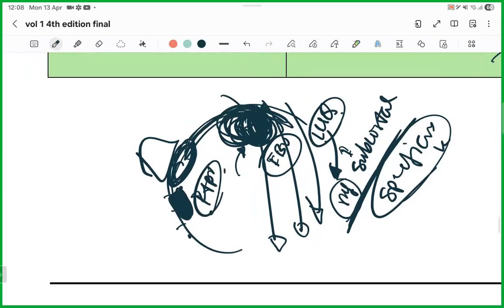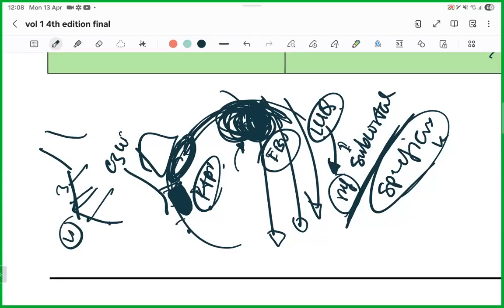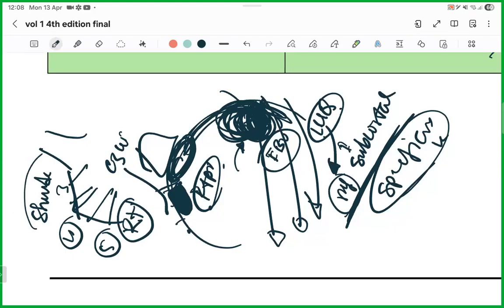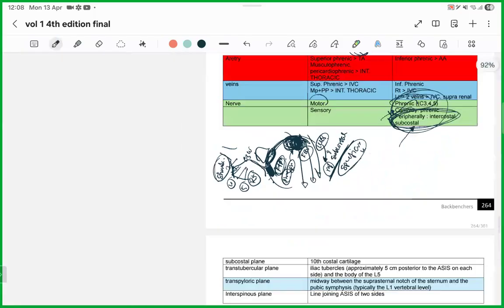Other than that, the phrenic nerve is supplying this area, the central portion, and its dermatome is C3, 4, 5, and that's around your shoulder. So your right shoulder pain is referred by the phrenic nerve. If the person has a cholecystectomy and the pain is going to the right shoulder, the phrenic nerve is doing the referral. That's it. So these are the questions you're going to get.